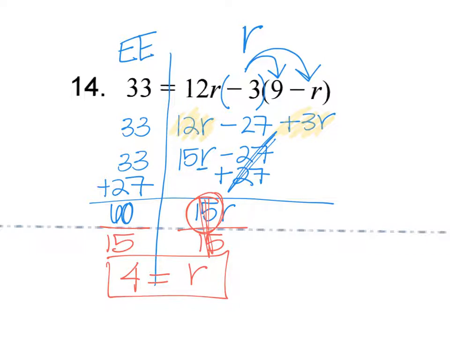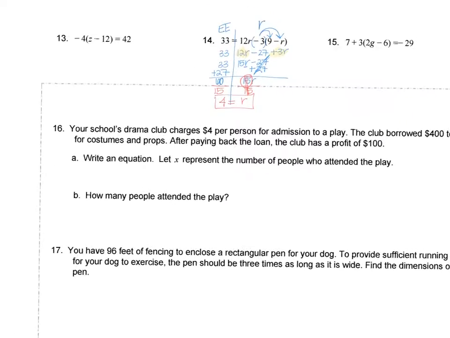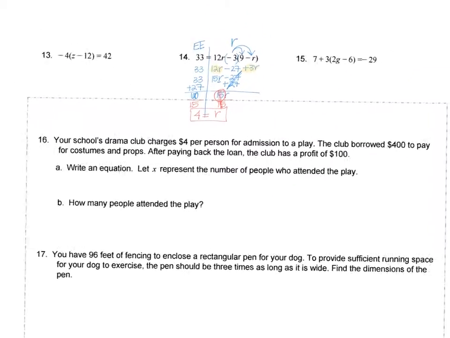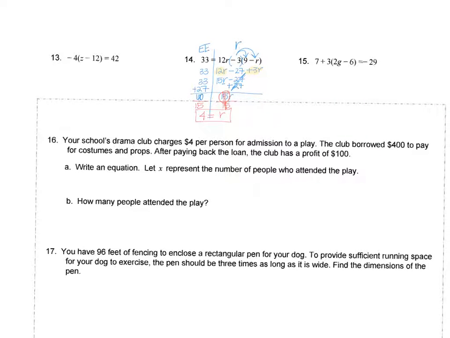I think that's all the ones I'm going to work. I will do this word problem down here because I think it's important. We need to work on word problems. Your school's drama club charges $4 per person for admission to a play. The club borrowed $400 to pay for costumes and props. After paying back the loan, the club has a profit of $100.